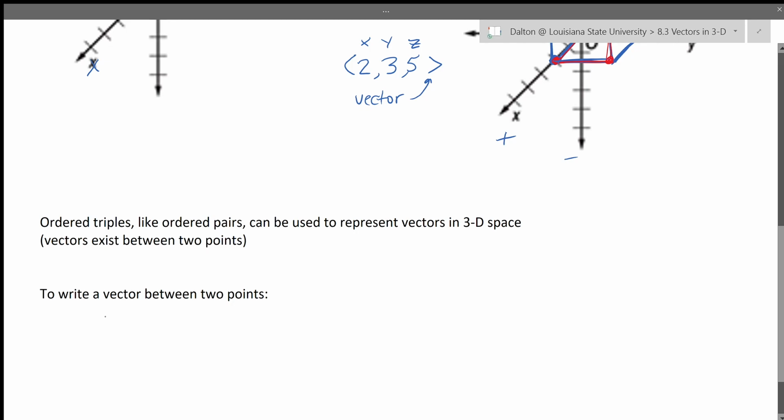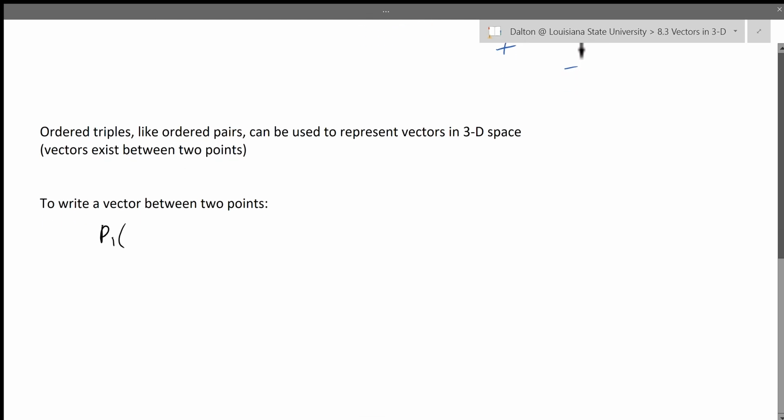So if I give you point 1 with coordinates, and remember these are points, I'm using the coordinate parenthesis notation. If P1 has the points x1, y1, z1, and a second point, P2, has x2, y2, z2, and I'm going to write the vector between those 2 points, just like we did in two-dimensional space, then our vector would be written in this notation. So P1 to P2 would be this vector here.